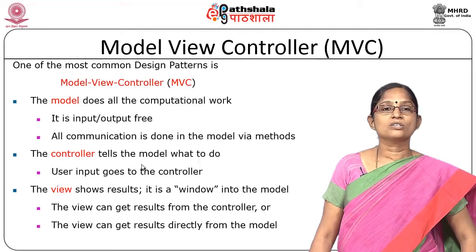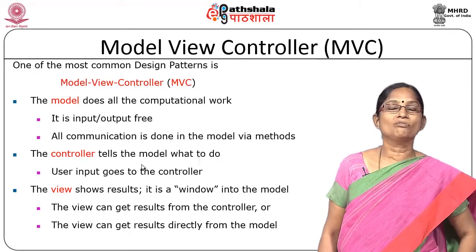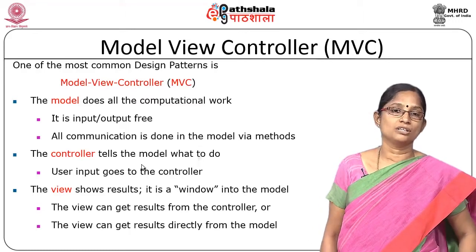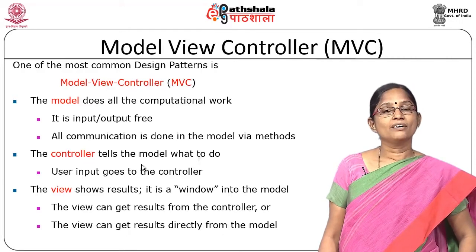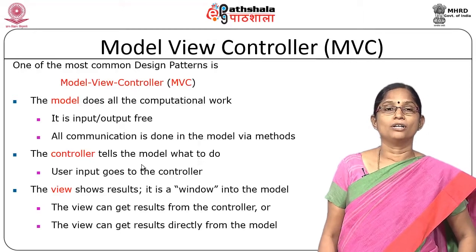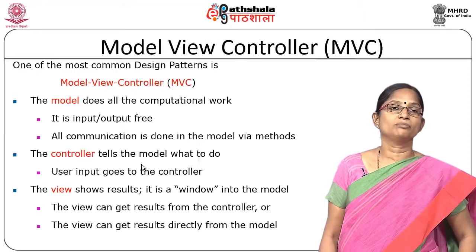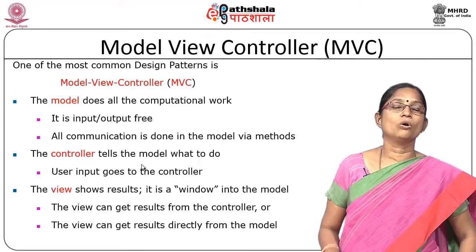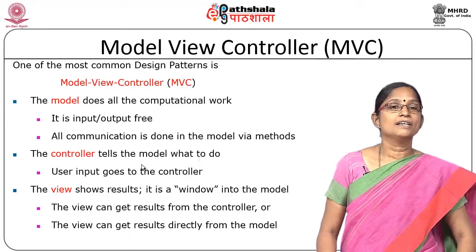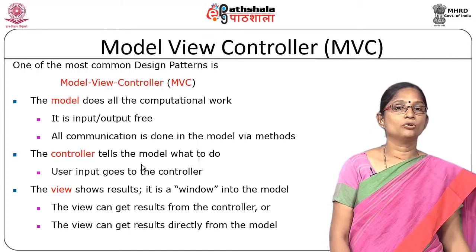Then the third one is called view. View is used to show the results. It is nothing but a window which shows the result to the user. The view can get results from the controller, or the view can get results directly from the model. So, view is used to show the result basically. All of the user input goes to the controller, and the model is the place where all of the business logic takes place. It is completely free from input and output.